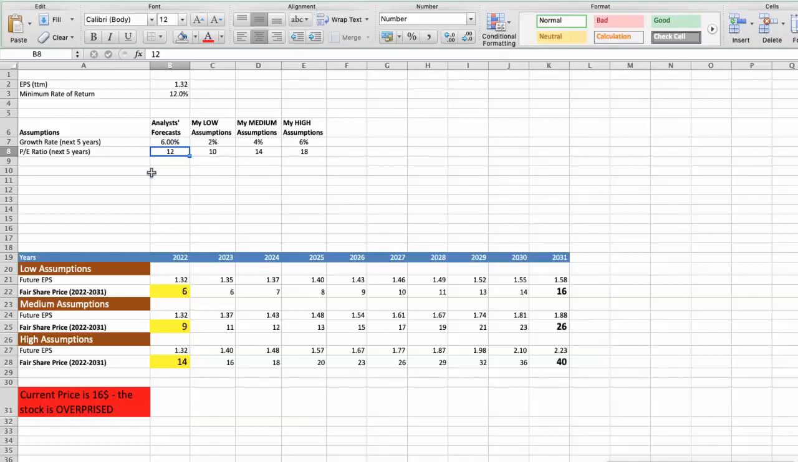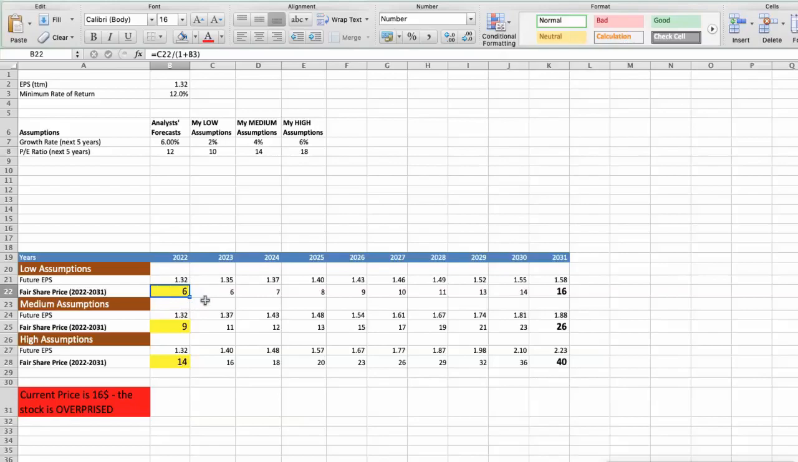First scenario. Gap will have bad performance in the next 5 years, and we will use the following parameters in our calculation. Future growth rate would be low, 2%. Future P/E would be low, 10. In this case, the fair value of the stock today would be $6.